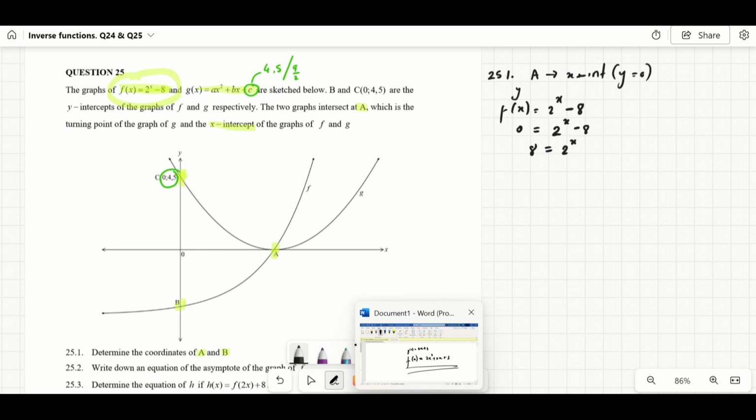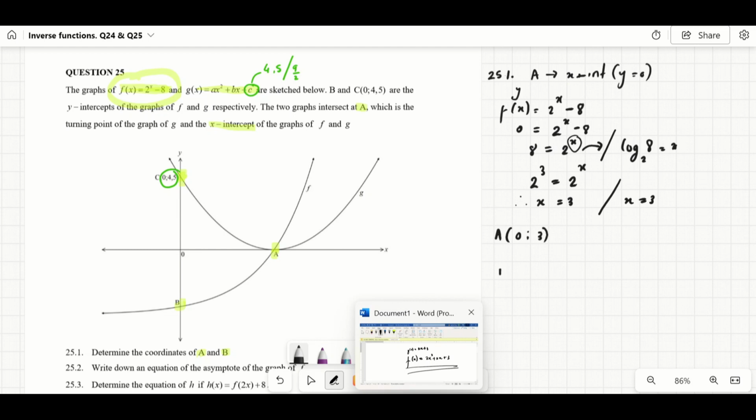There are two ways to do this. I could prime factorize the 8 and write 2 cubed equals 2 exponent x. Once the bases are the same, x is equal to 3. Alternatively, you can use logs: introduce log base 2 on 8, which equals x. If you press this on the calculator, it gives the same answer, x equals 3. It's just a matter of preference. So the coordinates of A are (3; 0).